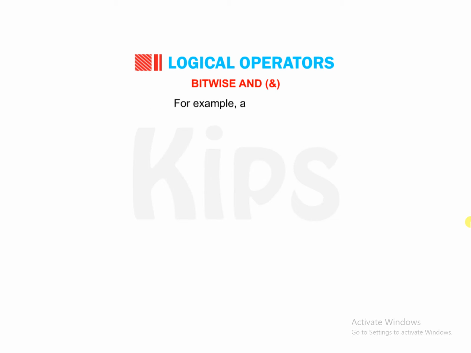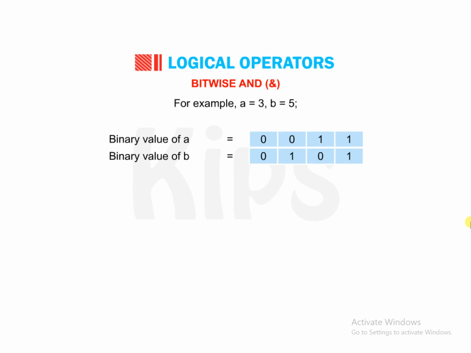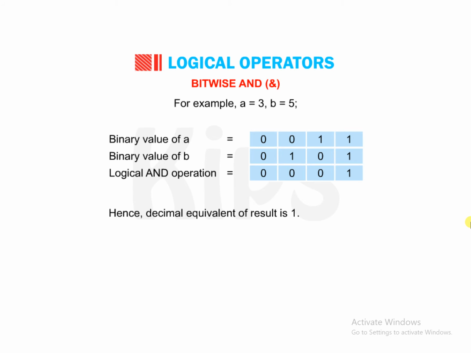For example, A = 3, B = 5. Binary value of A = 0011. Binary value of B = 0101. Bitwise AND operation gives 0001. Hence, the decimal equivalent of the result is 1.